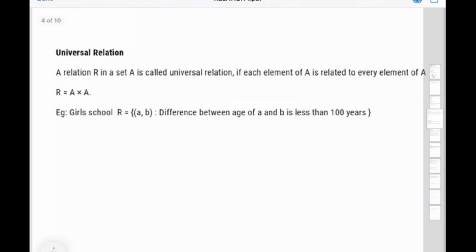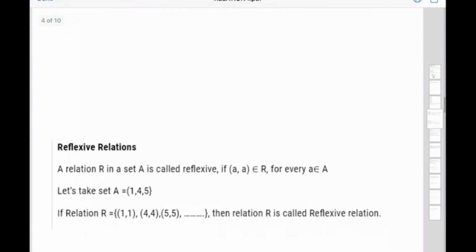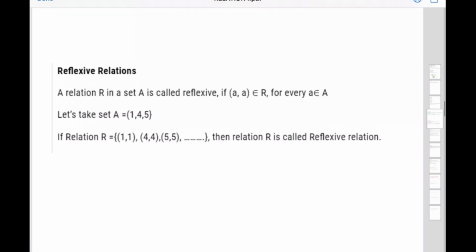The next one is the universal relation, that I've discussed already. If the relation R is the same as the Cartesian product, this kind of relation will be a universal relation. One example: suppose again in the girls' school you have (a, b). This can be applied to any other school also. Here I've taken that the difference between the ages of a and b is less than 100. Whenever you find the difference between the ages of two students, it will be less than 100. So in the relation you will get all the elements of A cross A. These two are not very important for this chapter. The other three which I will discuss now are very important.